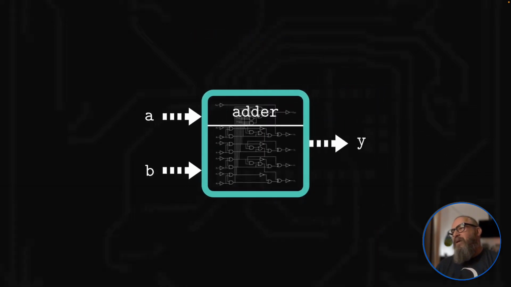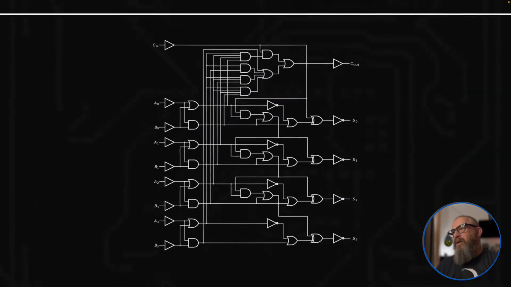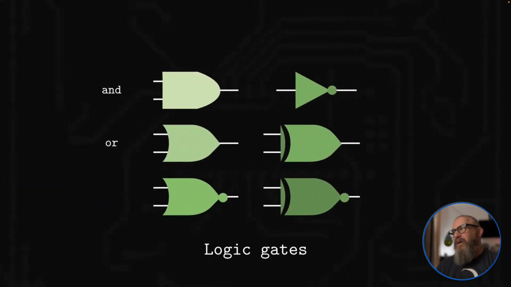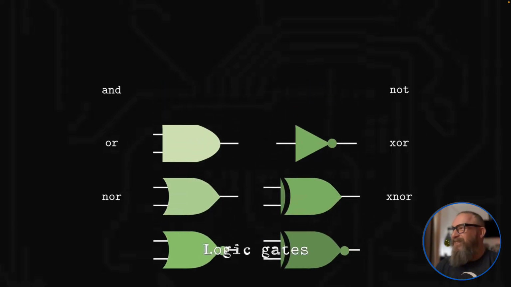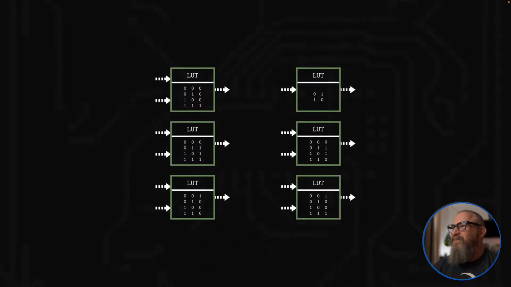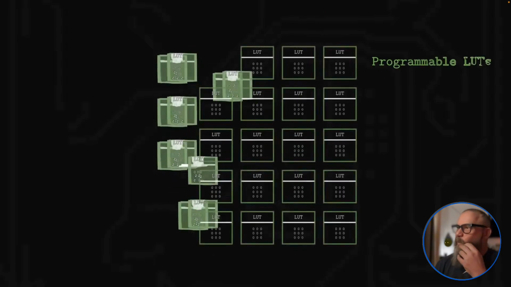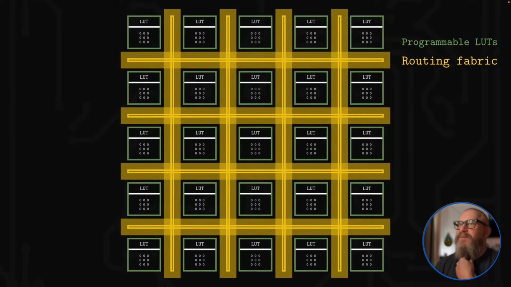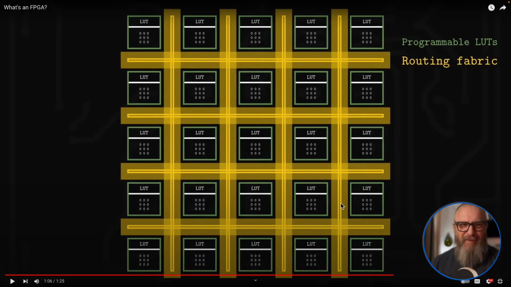These hardware blocks are comprised completely of registers and logic gates. And, or, nor, not, XOR, and XNOR. That's the same stuff. The trick is that logic gates can be implemented using lookup tables. So if you put together a bunch of lookup tables and make them programmable, and then you add a switching fabric that can connect them all together. A switching fabric is just a routing fabric.